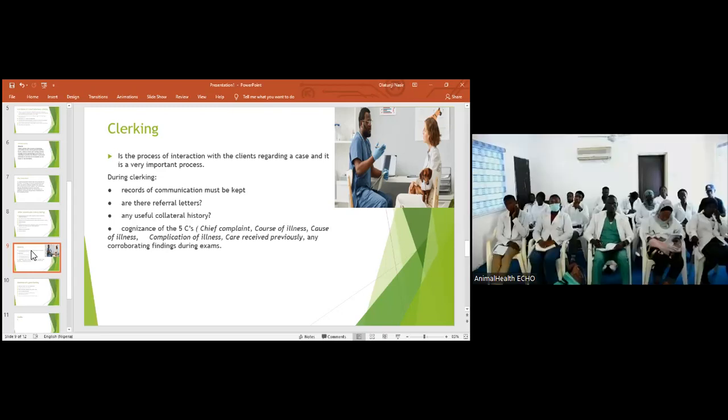And then in referrals, you have to have the referral. I've told you. Then, do you have any useful collateral history, for example? Oh, peradventure, they just brought some puppies. And these are signs of, I believe, parvovirus or something. You are looking at that. And they will tell you, there's no other dog in my house, there's no whatever, I've never had a dog before, this is my first puppy. You must ask all those questions.